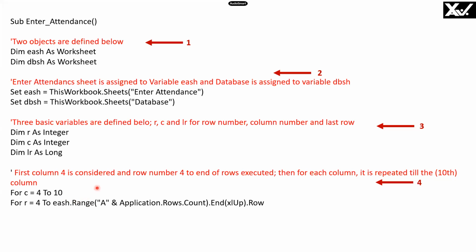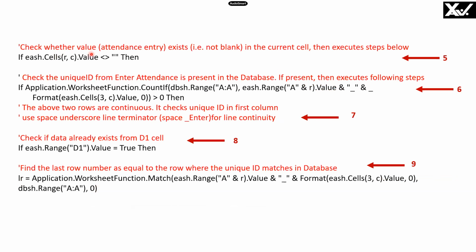We will go to the next sheet. Now, check whether the value attendance entry exists or blank. Right? If it is not blank, then only it will proceed. Because if there is no data there, then what will we replace? So we will not replace anything. We will not update anything. Therefore, it will check first of all whether the cells have a value or not. If it is not empty, if it has a value, then only the other statements will proceed.